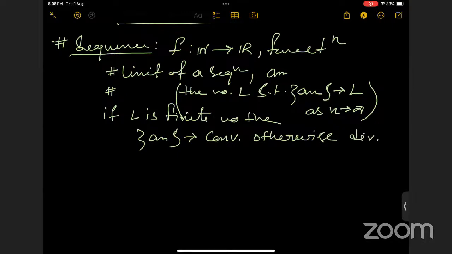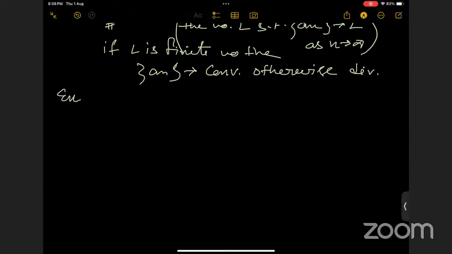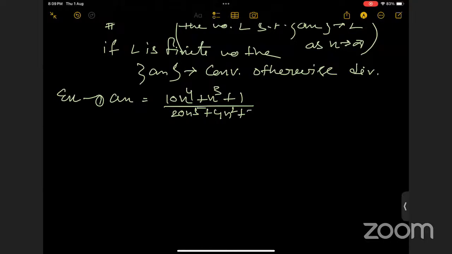Can I ask a question? Yes, this concept you already know, right? So you can solve some problem over it. So this is one example for a sequence. Suppose a_n equals 10 n power 4 plus n cube plus 1 by 20 n power 5 plus 4 n square plus 7. Suppose this is a sequence. Now what you have to do is find the limit of the sequence. What is the limit of the sequence?